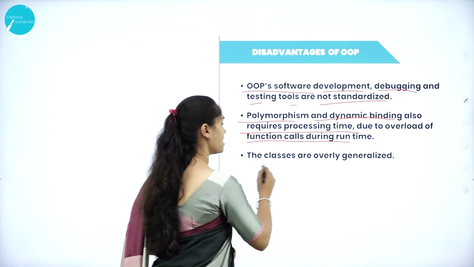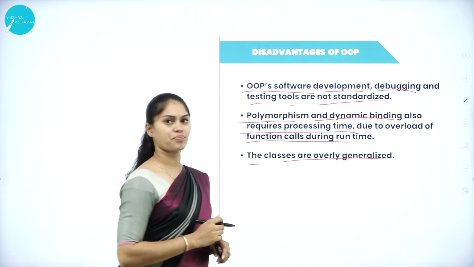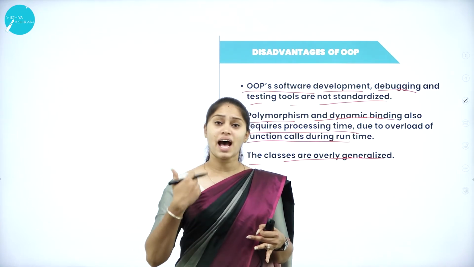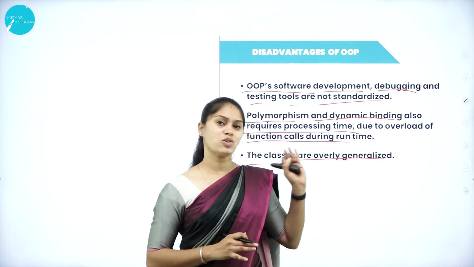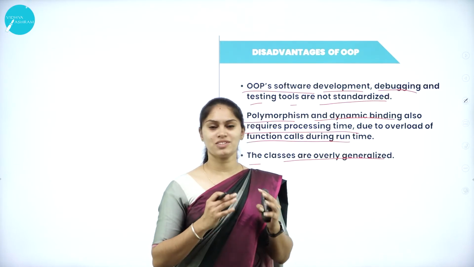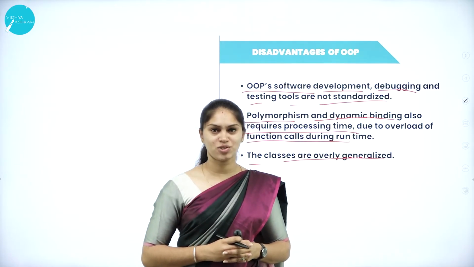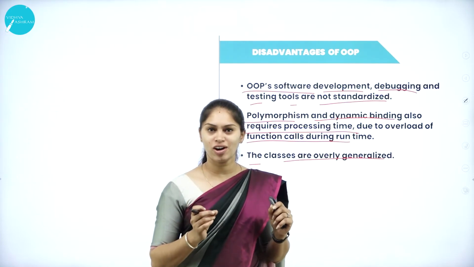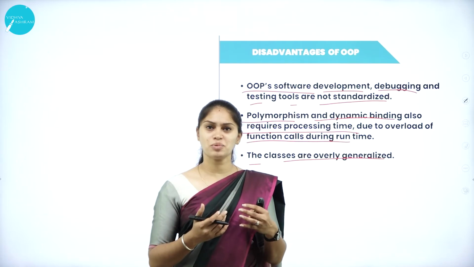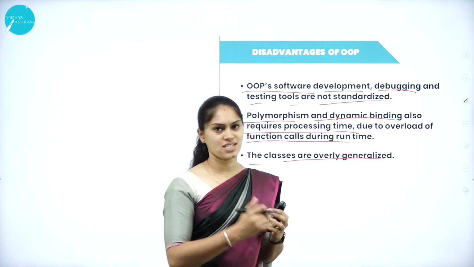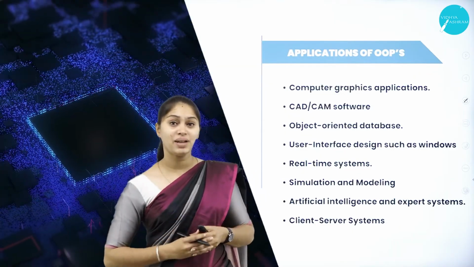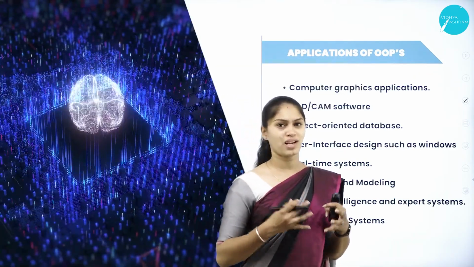Next, the classes are overly generalized. As I told you, there is no standardization, so you can use them however you want. Since there is no standardization, they become overgeneralized. That is also one of the disadvantages of object-oriented programming. I hope you all understood the advantages and disadvantages. Based on the concept, we write its advantages along with the disadvantages. Now we'll see what applications of object-oriented programming we have.